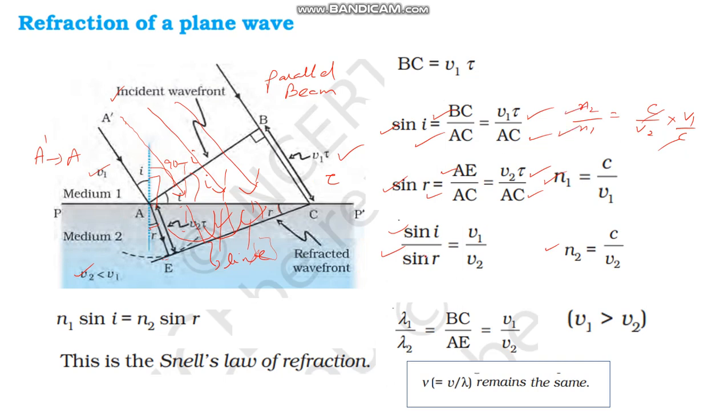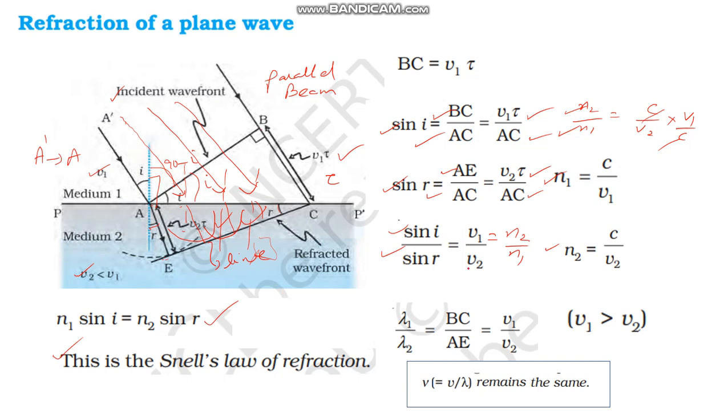So sin i by sin r is equal to n2 by n1, or n1 sin i is equal to n2 sin r. This is exactly Snell's law of refraction. So we have proved Snell's law of refraction using the Huygens principle, using the wave concept. Now there is one more thing to notice here.